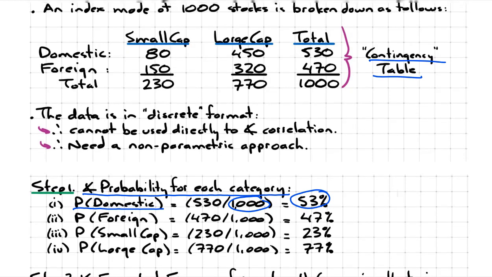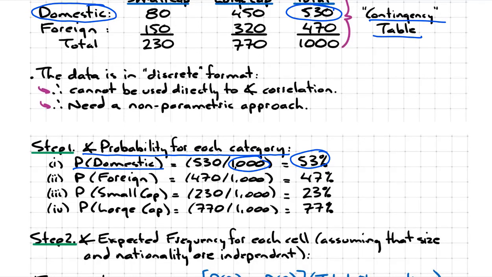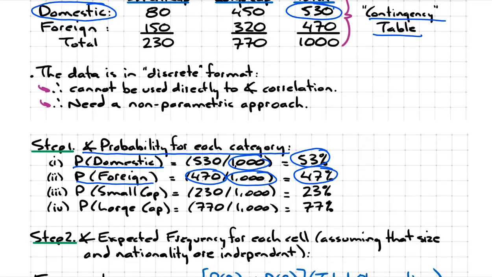And how did we get that? Well, if you're looking at domestic, you can see in total there were 530 domestic stocks in that 1,000 stock index. And we do the same thing for all dimensions. So probability that you'll draw a foreign stock. Well, let's see, out of a total of 1,000 stocks, 470 were foreign listed. So there's a 47% probability.